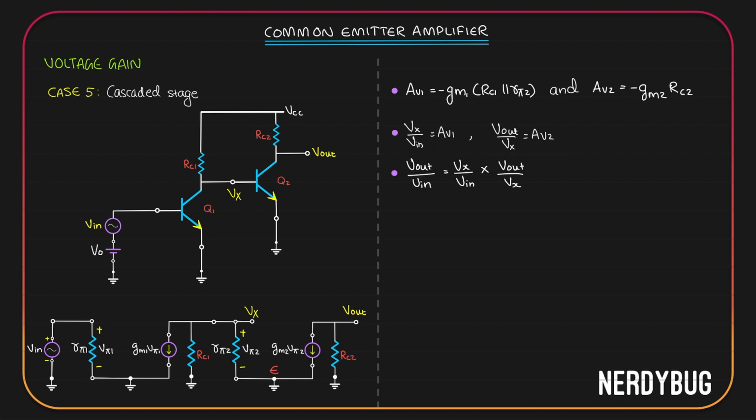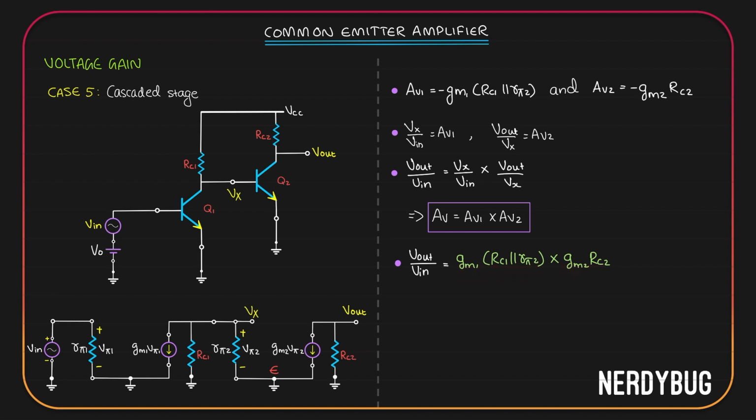If we multiply Vx by Vin with V out by Vx, Vx and Vx will get cancelled and we will get V output by V input, which is the final gain. Here Vx by Vin is AV1 and V out by Vx is AV2. So we can say the final gain is the product of the individual gains of the two stages. So V out by Vin will be GM1 RC1 parallel to R pi 2 multiplied by GM2 RC2.